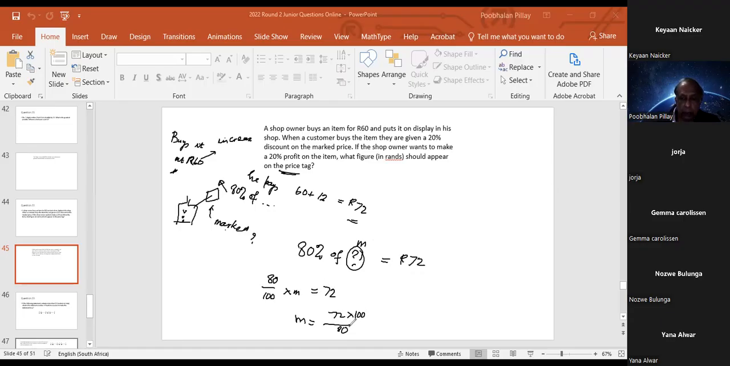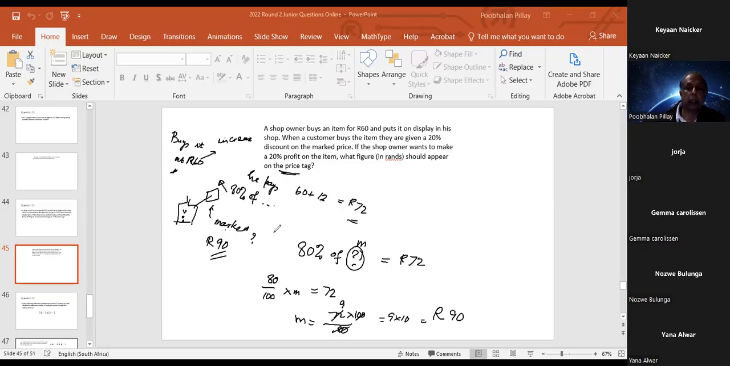And if you work this thing out, you don't have to multiply. The terms go into this, 8 goes into this 9 times. So it's 9 times 10. That gives you 90. It's 90 rands. So the market price is 90 rands.